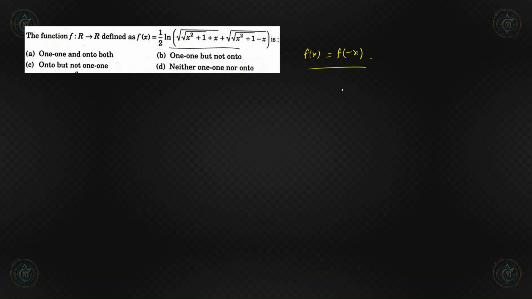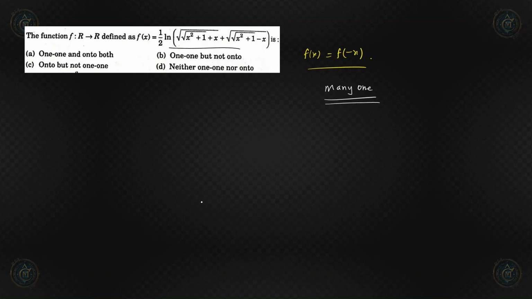So we can say f(x) is an even function. We know for an even function, there are two values of x corresponding to a single y value. Let's say at x equal to 2, there is some value f(2). Then at x equal to minus 2, we will also have the same value f(2). That means this function is not one-one. That means this function is many-one.